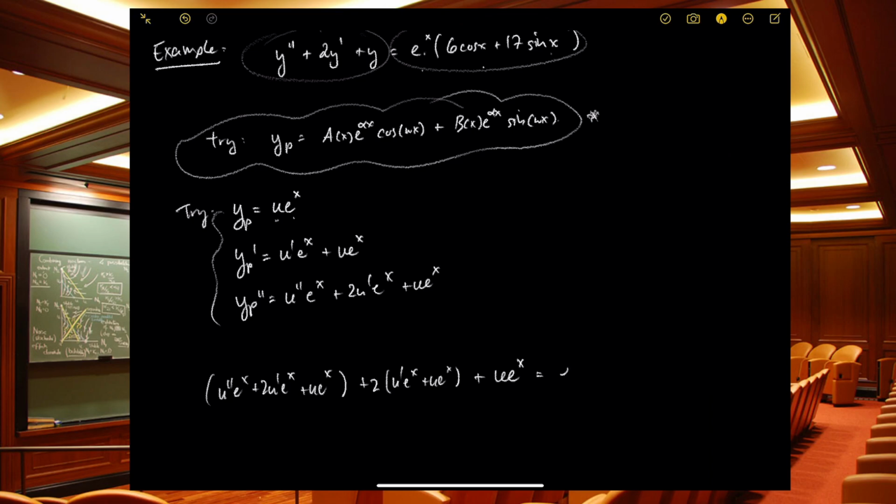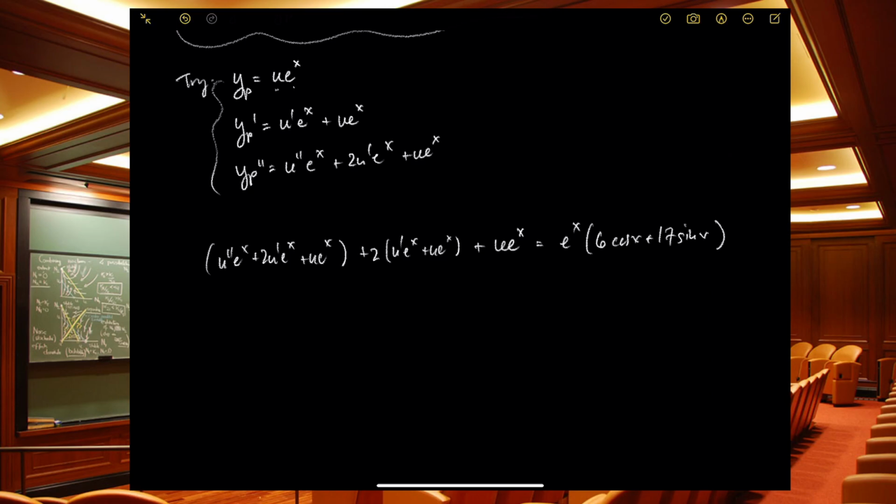And this equals e to the x times (6 cos x plus 17 sine x). And what this allows us to do, obviously, is snap off the e to the x and be left with u double prime plus 4u prime plus 4u, right? 1, 2, and 1. And this equals 6 cos x plus 17 sine x.